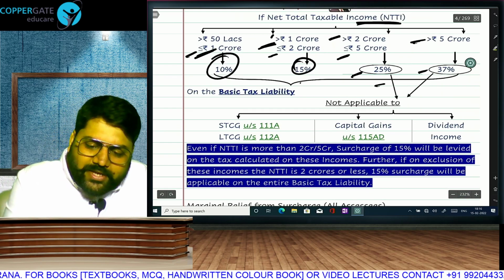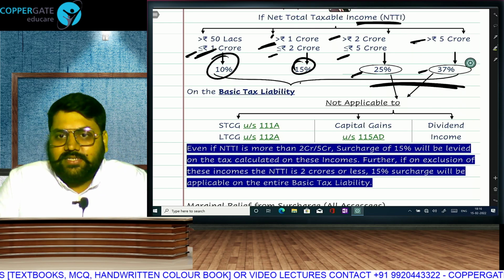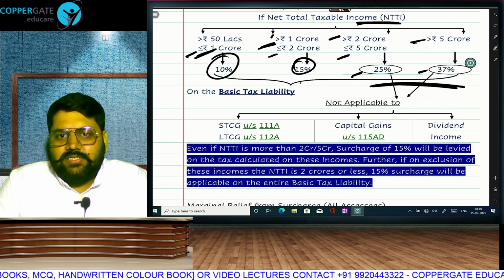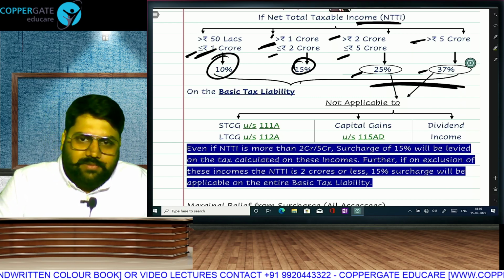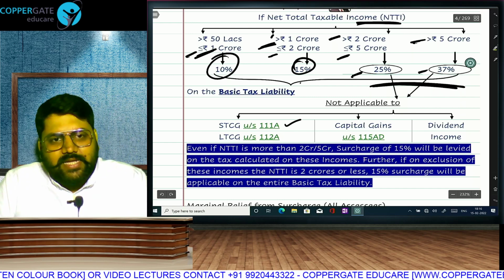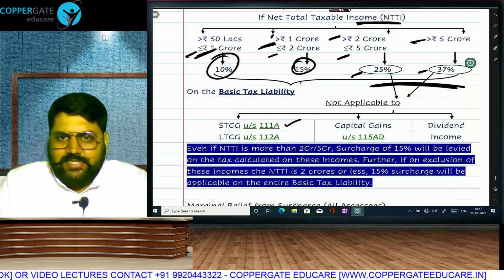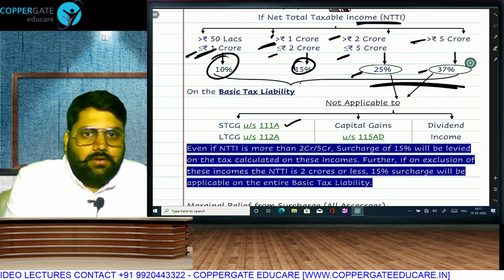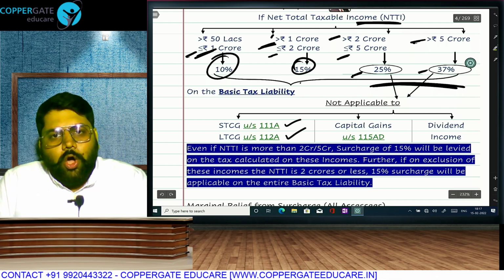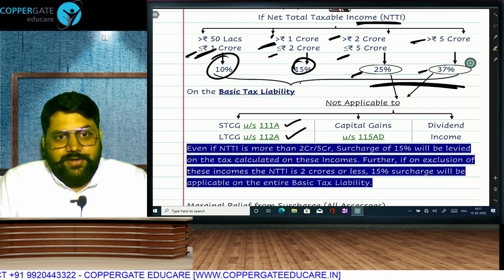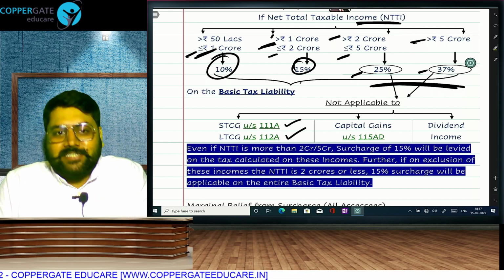However, these two extremely high surcharge rates, which two? The top two, 25 and 37. These two surcharge rates will not be applicable to the tax that you calculate on the following incomes. Which incomes? Short-term capital gain under section 111A, where stock market trading takes place, STT paid, basic tax is calculated at 15%. This is revision lecture. 112A, long-term capital gain on stock market trading, first 1 lakh 0%, balance 10%. 10% on the excess over 1 lakh.